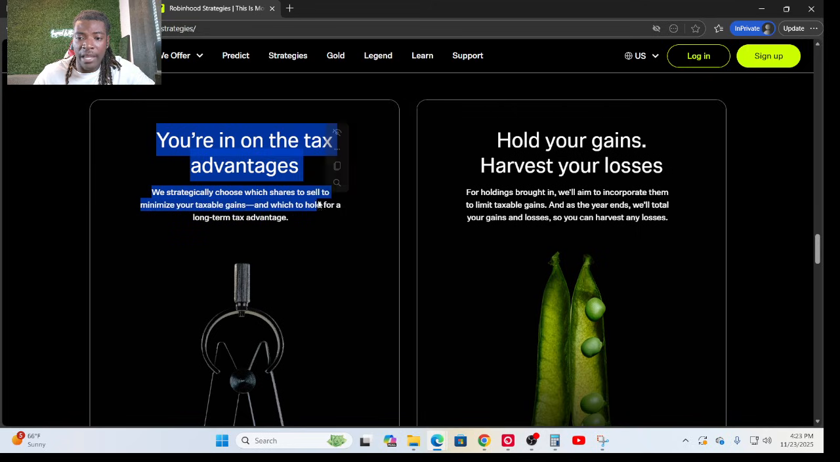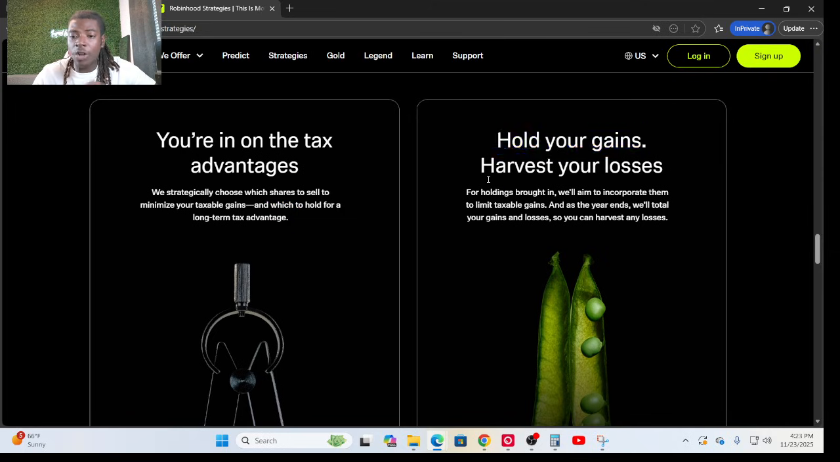Here it is, what I was talking about, tax harvesting. You're in on tax advantages. We strategically choose shares to sell to minimize your taxable gains and which to hold for a long-term tax advantage. Hold your gains, harvest your losses. For holdings brought in, we'll aim to incorporate them to limit taxable gains.